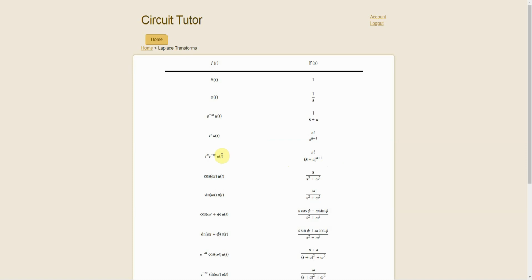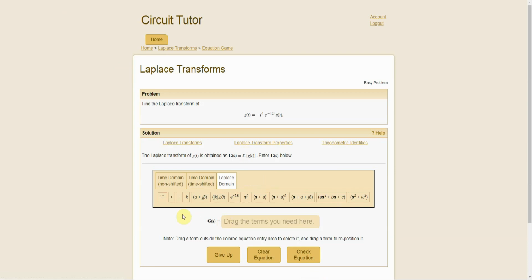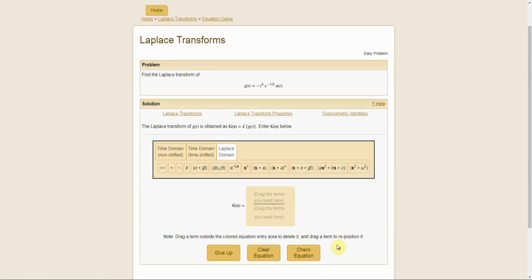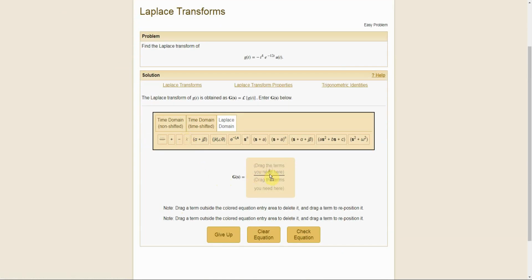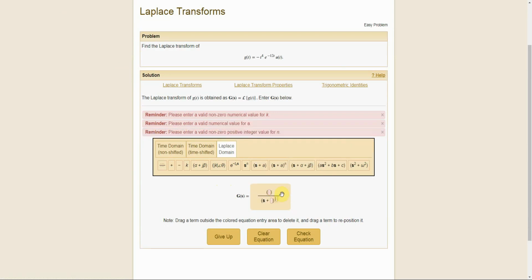And so for the 4, we're going to have 4 factorial, which is 4 times 3 times 2 times 1, which is 4 times 6, or 24 in the numerator. And then we're going to have, since this is a 4, that will be s plus a to the 5th power. So again, we need to be in the Laplace domain, put in the fraction, and we'll put our constant in the numerator, and then the s plus a in this case to the n power, so we can have an exponent greater than 1. And that will be, again, to the 5th power there.